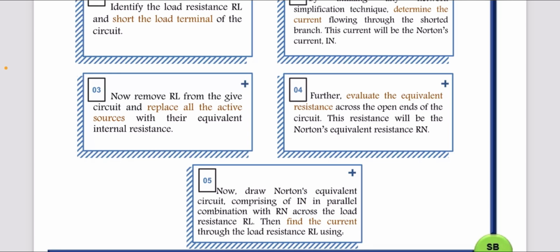And coming to the last, fifth step, now draw Norton's equivalent circuit comprising IN in parallel combination with RN across the load resistance RL. Then find the current through the load resistance RL by using this.